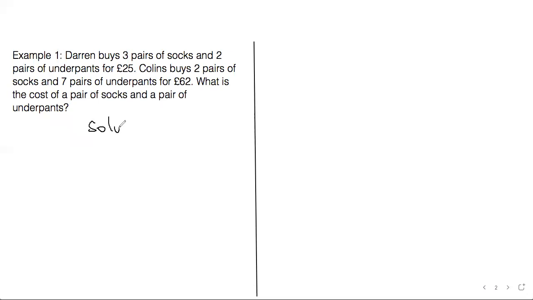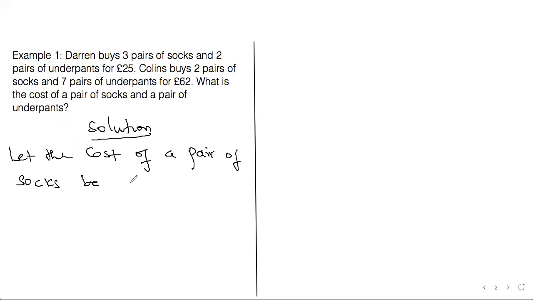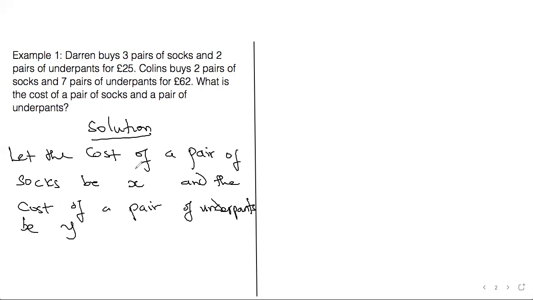To solve this kind of problem, first, let the cost of a pair of socks be, let's say, X, and the cost of a pair of underpants be Y. So now I know that 1 pair of socks will cost X, and 1 pair of underpants will cost Y.